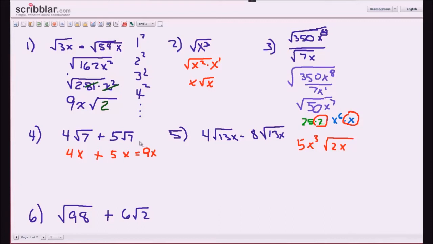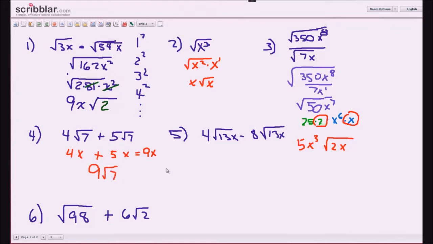Whenever you have addition and subtraction, you can combine the terms if the square roots are exactly the same. Just like combining like terms with variables, if the variables are exactly the same, including exponents, we can combine them like terms. So the final answer for this is not 9x, but for this one, it's going to be 9 root 7.